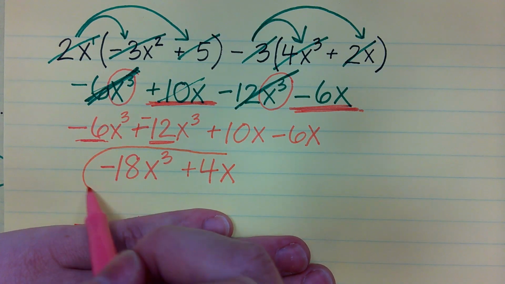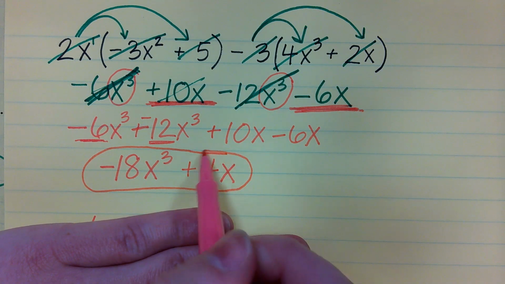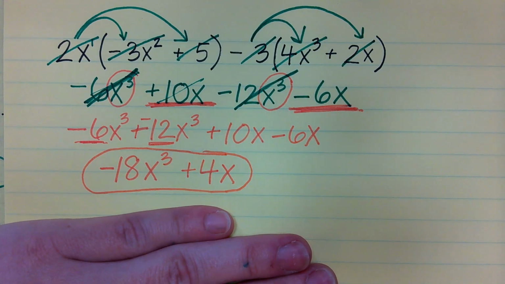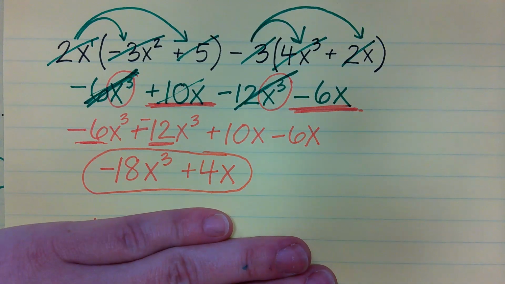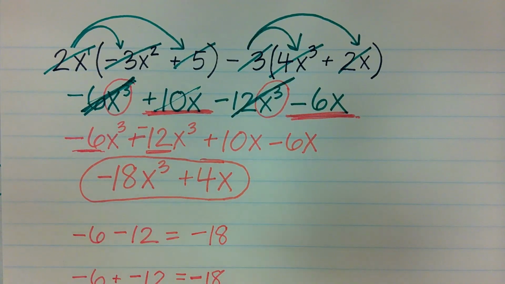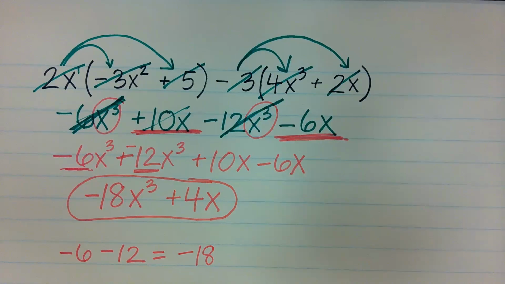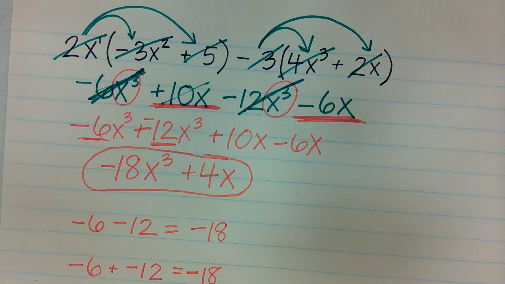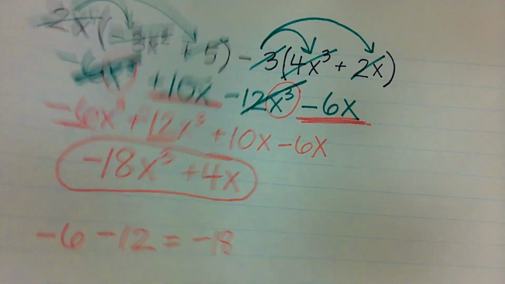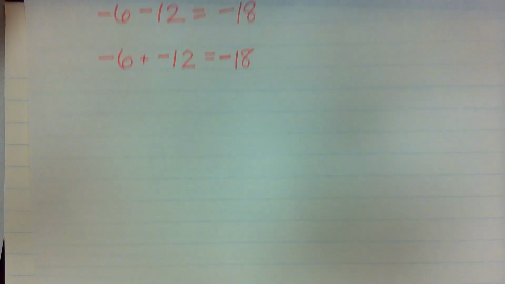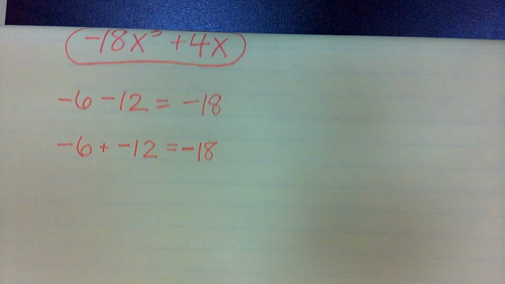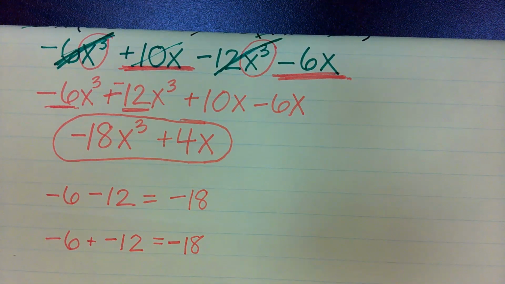We cannot go any further because these are not like terms. They don't have the same exponent. So circle it. That's your answer. We're done. That is it, guys. Very good. Okay, does anybody need to go through one more of these? Okay, let's do one more, and then we're going to move to something different. Does anybody still need to write this, or can I move it?